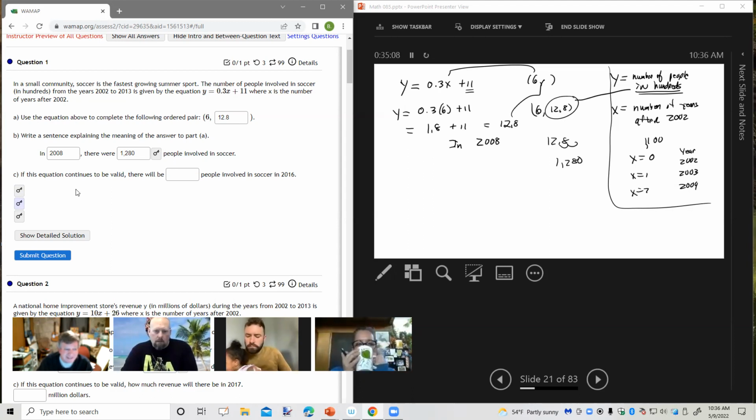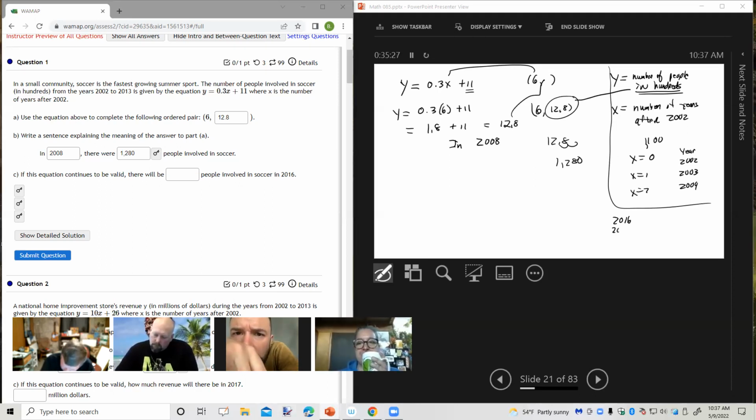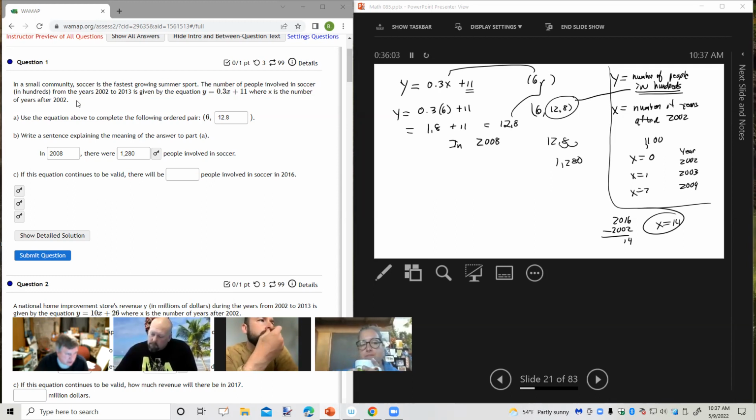All right. If this equation continues to be valid, in other words, if this information is consistent, if it continues to increase according to this equation, there will be how many people involved in soccer in 2016? Well, 2016 is how many years after 2002? 14 years. Let's see here. Hang on a second. If this equation continues, there will be, right. So what are we using for X? X is going to be 14 because 2016 would be 14 years after 2002. So it's like the world starts in 2002 for this problem. Everything goes from there. That's sort of year zero, so to speak.